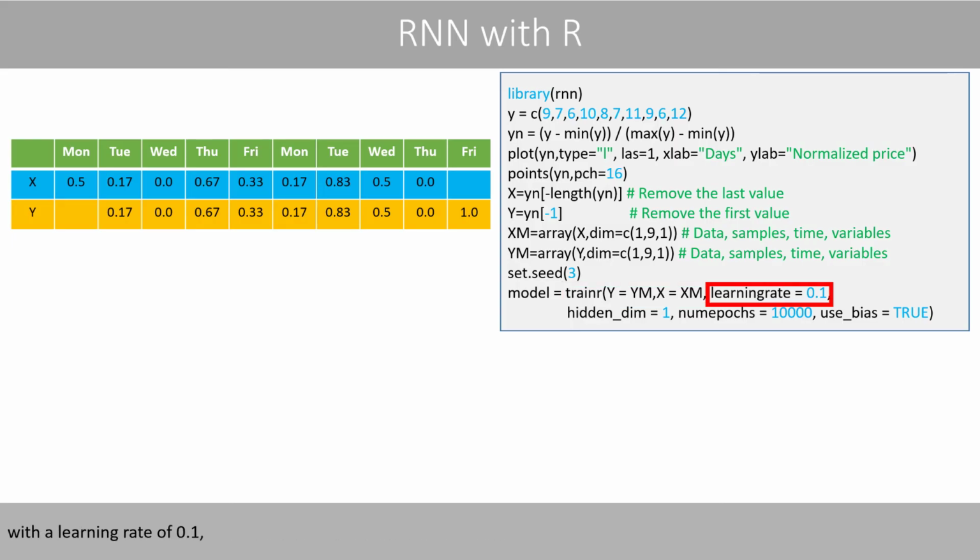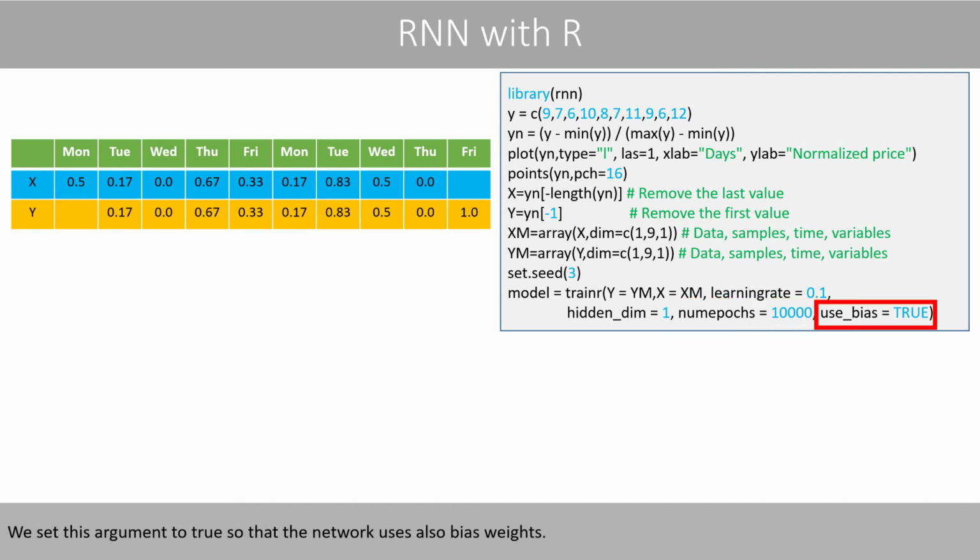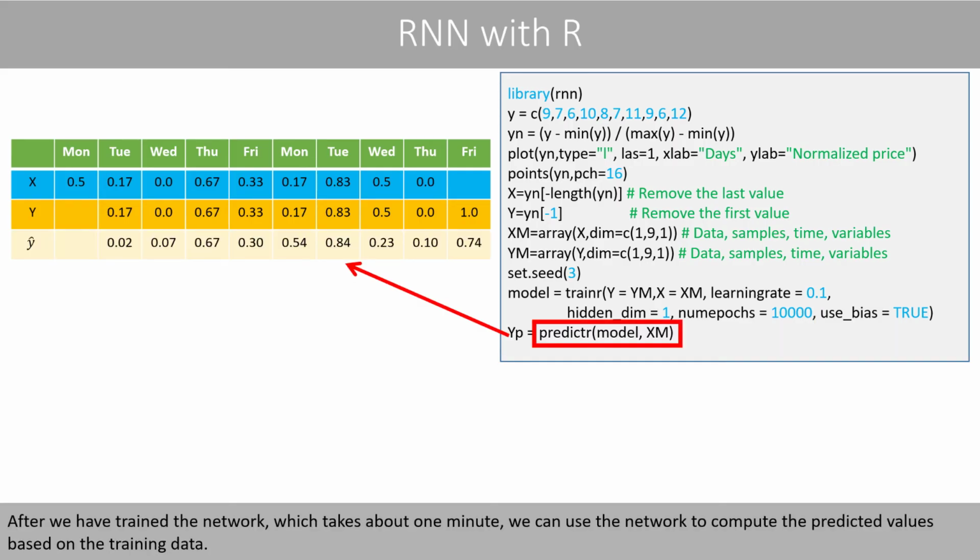Then we train the network with the input values and the target values, with a learning rate of 0.1 and with just one hidden layer. If you run 10,000 epochs, you will be able to reproduce the predicted values shown in this video. We set this argument to true so that the network uses also bias weights. After we have trained the network, which takes about 1 minute, we can use the network to compute the predicted values based on the training data.